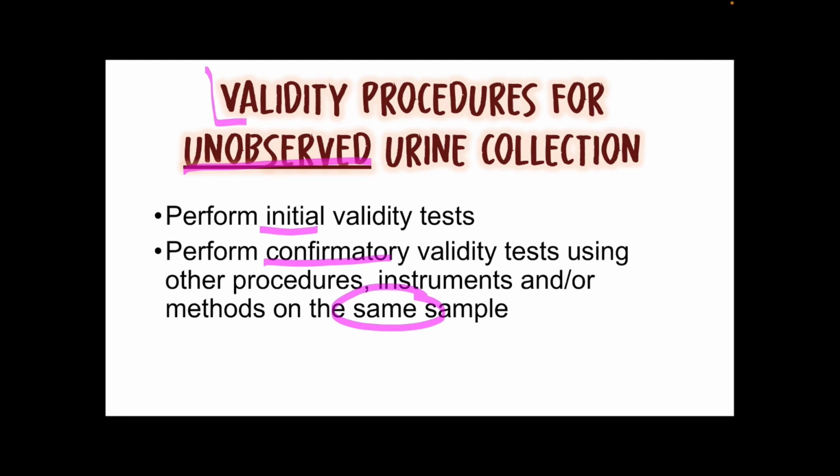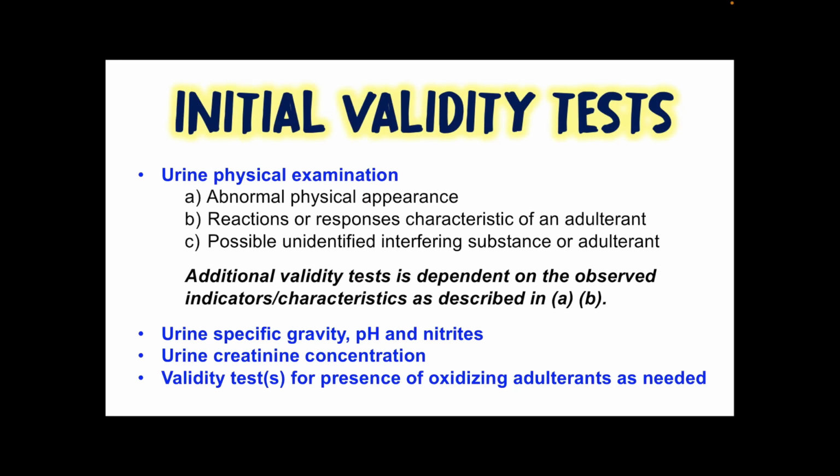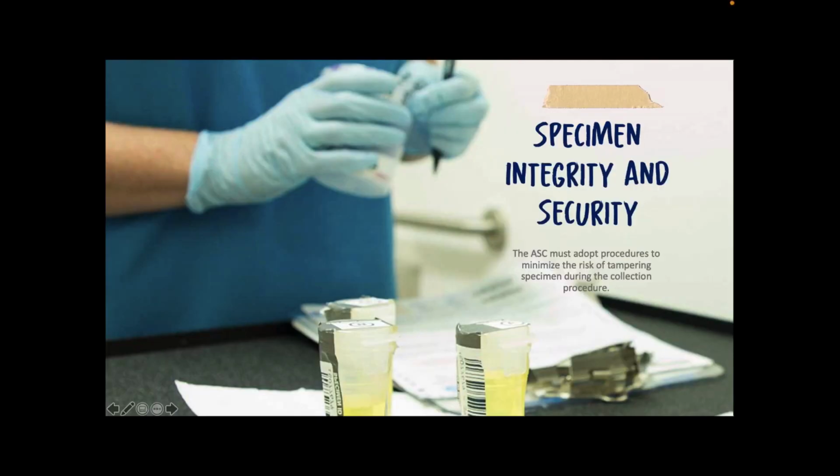So these validity tests are usually performed in order to determine the integrity of the specimen and to make sure that the specimen was not tampered or adulterated, and of course, in cases of unobserved urine collection. So the initial validity tests include the following: physical examination of urine, specific gravity, pH, nitrites, creatinine concentration, and of course, the presence of oxidizing adulterants.